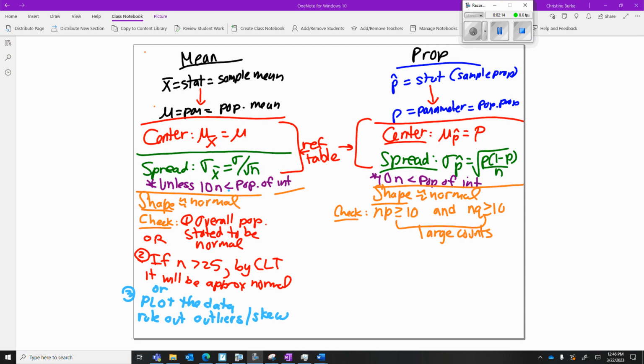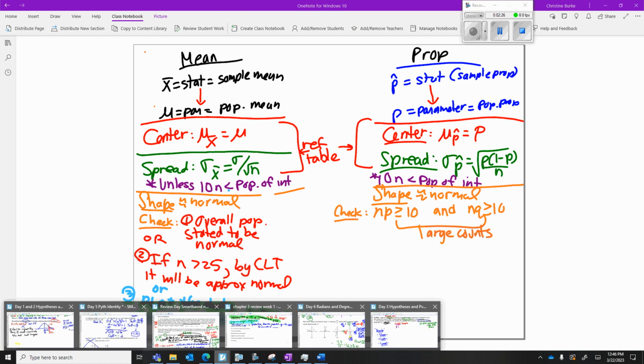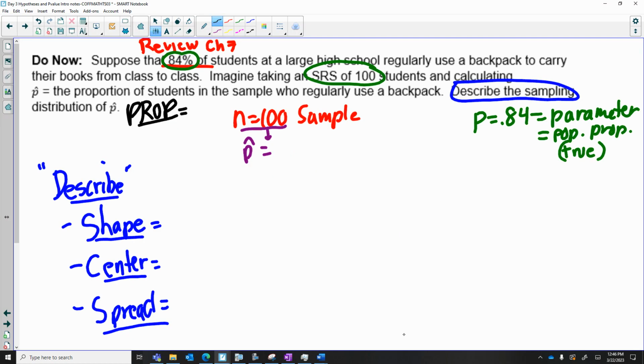So I just want to remind you for proportions, if you were looking at your fact sheet, that the shape is approximately normal if the rule of thumb is met that n times p and n times q are greater than or equal to 10. So we're going to check that out now. Is it approximately normal? And if so, why?